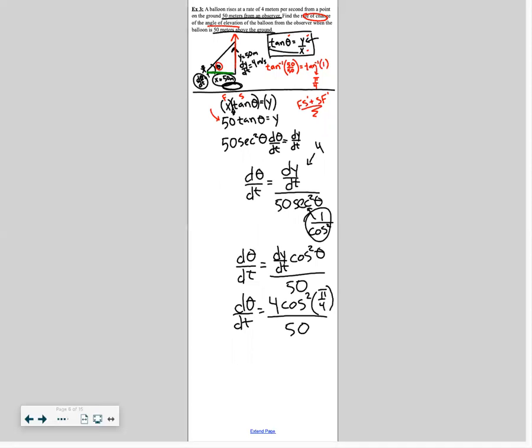At this point, you don't necessarily have to know the unit circle to do cosine squared pi over 4. You could really do the whole right side of that equation in your calculator as long as it's in radians. You should be getting d theta dt is equal to 0.04 radians per second.